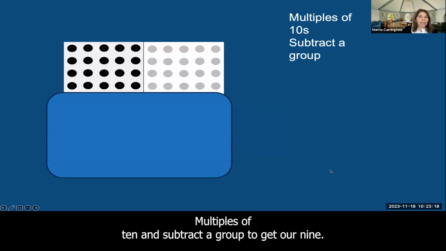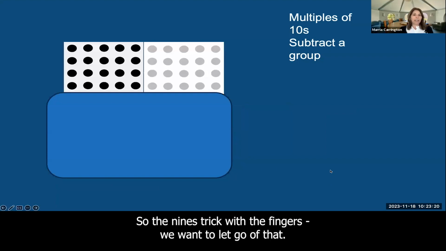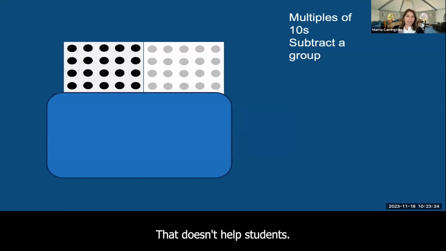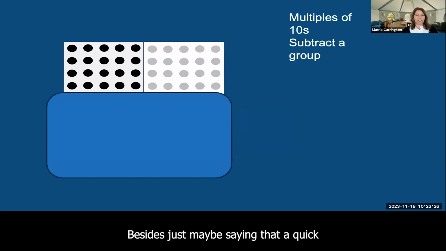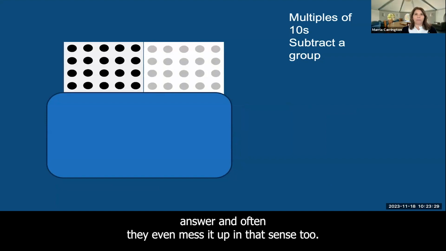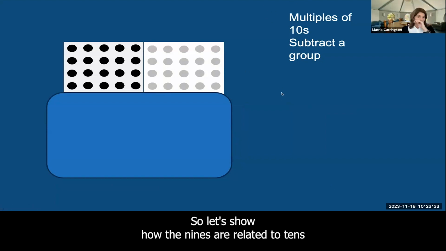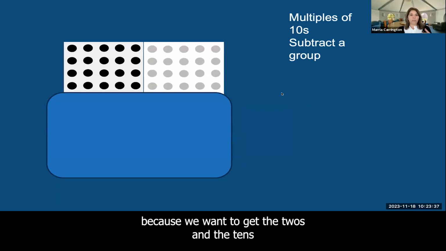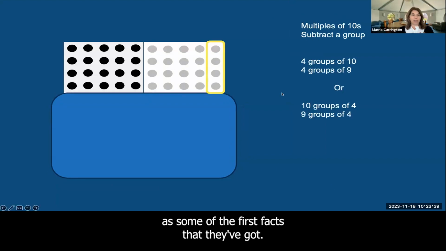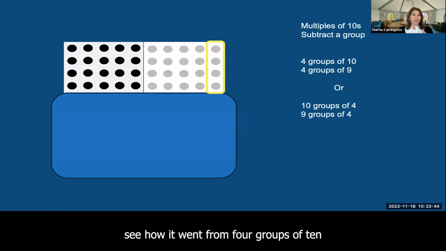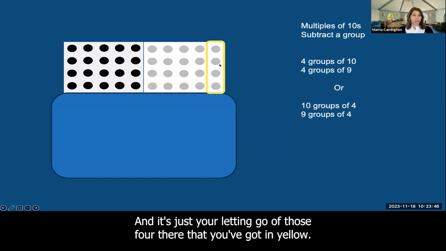Multiples of 10 and subtract a group to get our 9s. So the 9s trick, with the fingers, we want to let go of that. It doesn't help students, besides just maybe saying a quick answer, and often they even mess it up too. So let's show how the 9s are related to 10s, because we want to get the 2s and the 10s as some of the first facts that they've got. So we can easily see how it went from 4 groups of 10 to 4 groups of 9, and you're just letting go of those 4 that you've got in yellow.